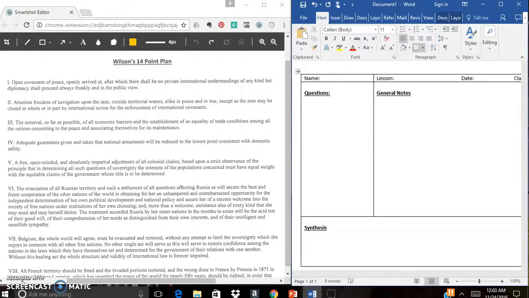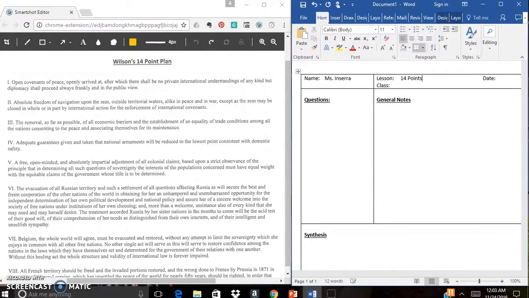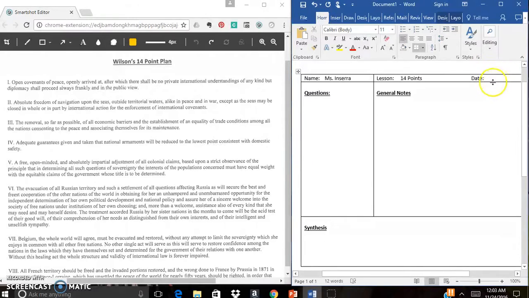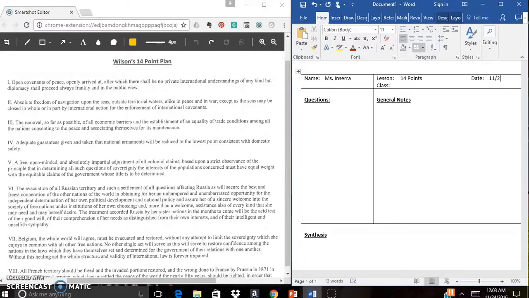So we're going to fill the top out first, put your name on, and for the lesson we can put down 14 points. We put today's date. And if you want, you can put down the class, U.S. History 2.